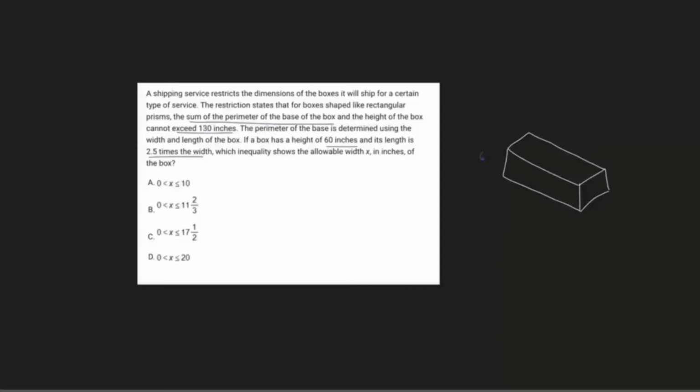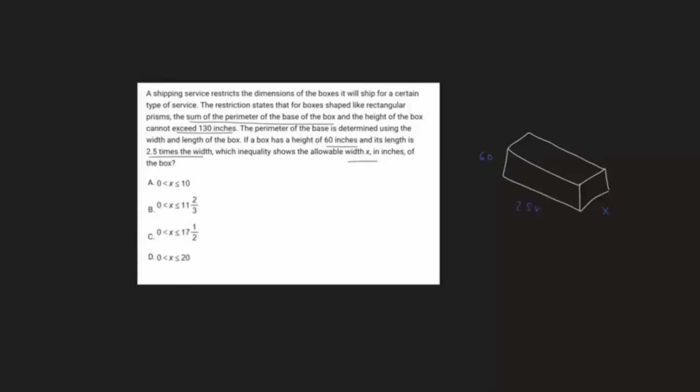There, 60. And then they also give us the width, which is X. Well, we don't really have a value for X, so we'll just label X out here. We know the length is 2.5 times the width, so we just write this as 2.5x, right? And now what we need to do is set up our inequality.